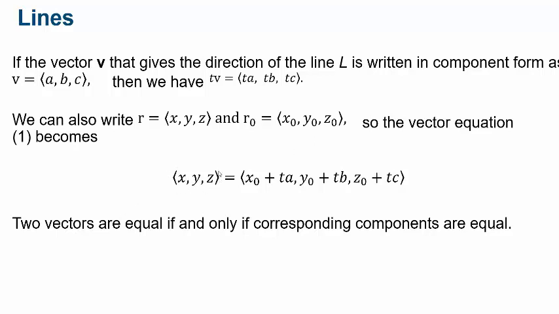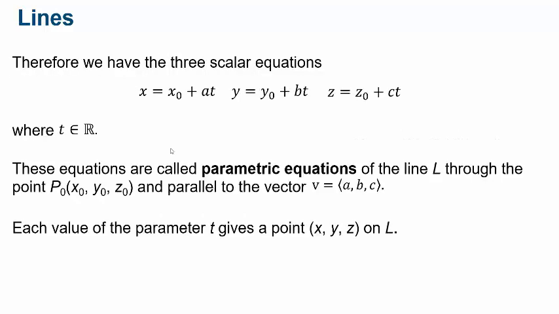The vector x, y, z, the point on the line, is equal to the initial point plus t times a, the a component of the parallel vector, y sub 0 plus t times the b component of the parallel vector, and z sub 0 plus t times c, the c component of the parallel vector. Therefore we have the following three scalar equations for a line: x is equal to x sub 0 plus a times t, y is equal to y sub 0 plus b times t, and z is equal to z sub 0 plus c times t.